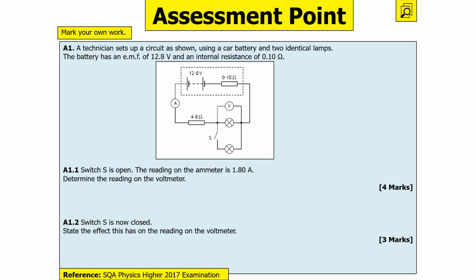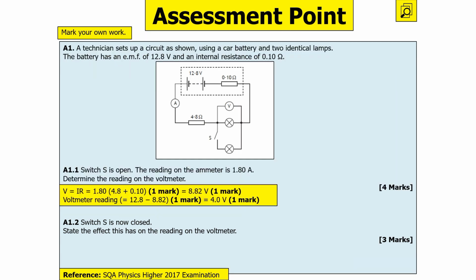Now in this first one, we know that V is equal to IR. Now we need to work out what the total resistance of the circuit is going to be. So it's going to be 4.8 of the resistor plus 0.1 of the internal resistance. So therefore we do V equals IR. We know the current is going to be 1.8 amps from the information in the question, it's 8.82 volts.